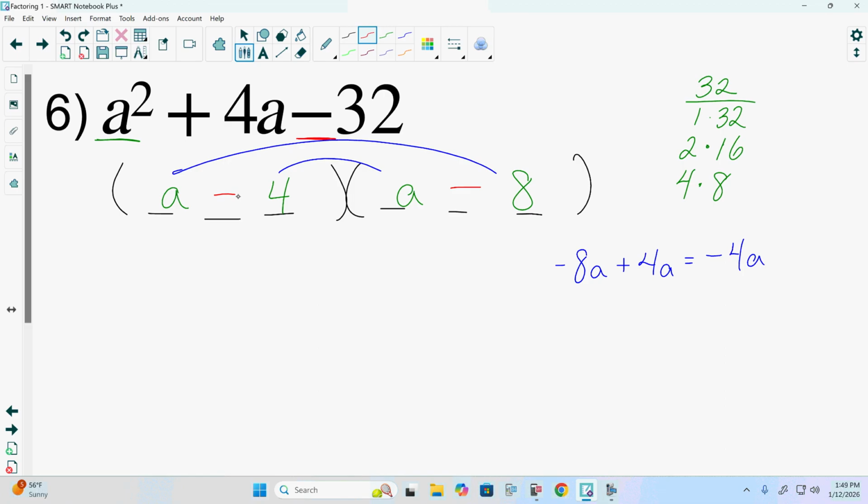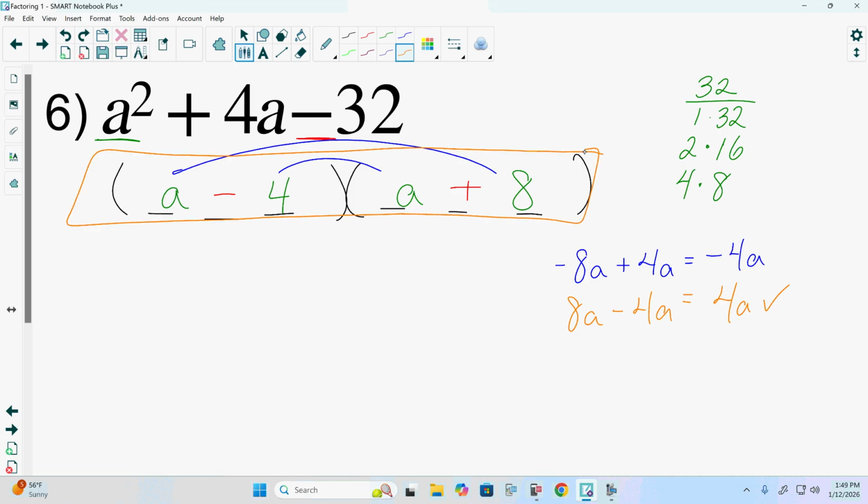So to get the right sign, all we need to do is to flip the signs. Because if we flip the signs, now we have a times positive 8, which would give us positive 8a. And negative 4 times a would give us negative 4a. And 8a minus 4a would be a positive 4a, which is the correct middle term that we wanted. So a minus 4 times a plus 8 would be the correct set of factors. Questions?